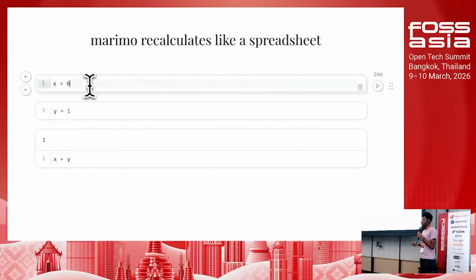Applying this to a notebook, I have 3 cells here: x, y, and x plus y. If I change the first cell from 0 to 1, you would notice that the last cell, x plus y, the result changes to 2. And that's it. A link is created between the cells, so it recalculates based on the definitions of the cells.